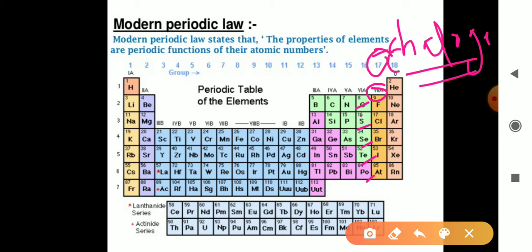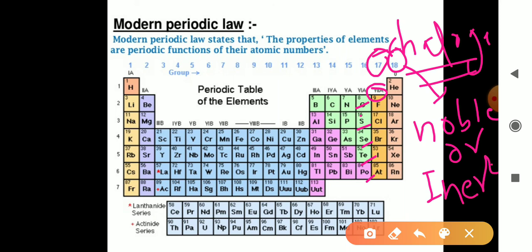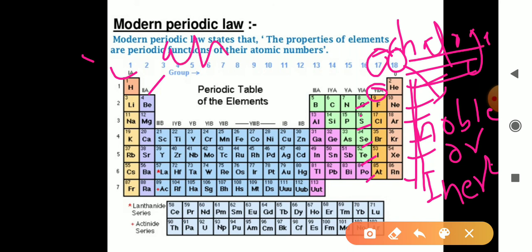Now this 18 is also called 0. The elements in 18 or 0 are called the noble gases, or another name is noble or inert gases. So which are inert gases? Helium, neon, argon, krypton, xenon, radon. So these are inert gases. So we can see again, the first A is called alkali, second is called alkaline earth metals, 17 are called halogens and 18 are called noble or inert gases.